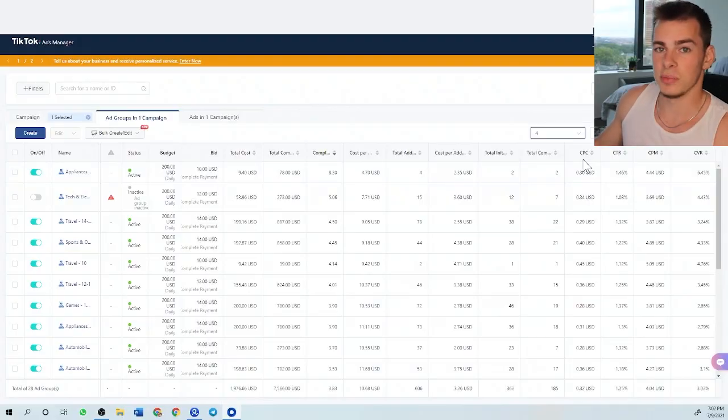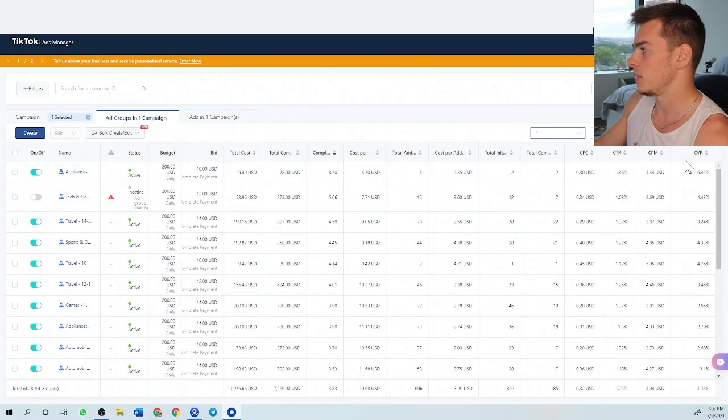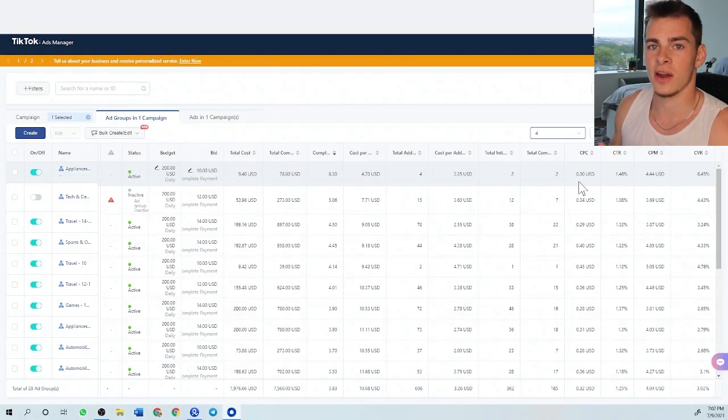So we have our CPCs, our click-through rate, our CPM, and our conversion rate. Now again, these are mostly here so that we can get a good idea of maybe how the ads are doing in comparison to how our normal Facebook ads do or any other marketing platform, but also to recognize patterns among different ad groups, interests, audiences, creatives, and things of that nature.